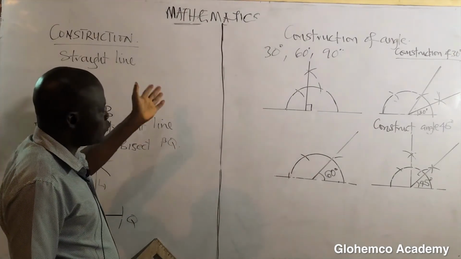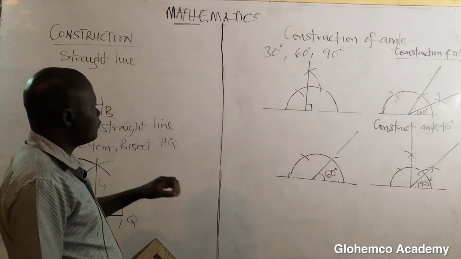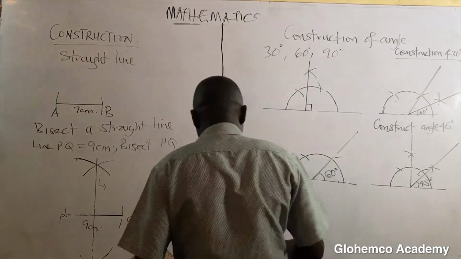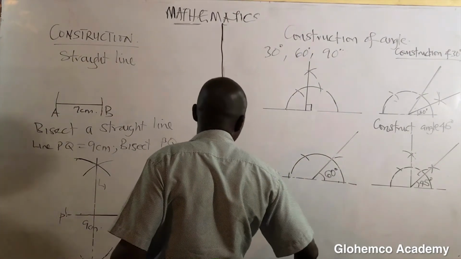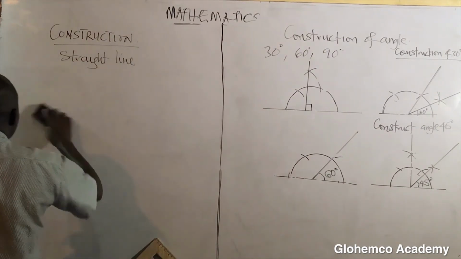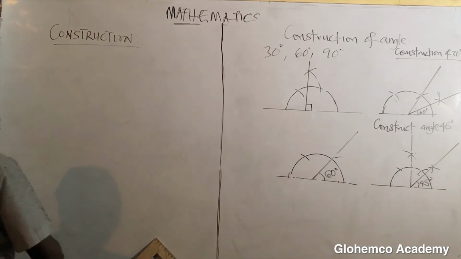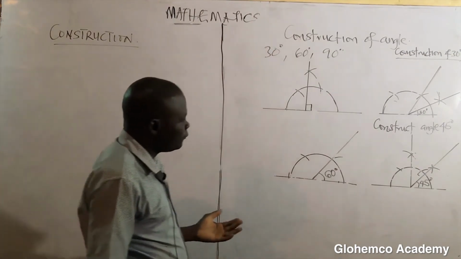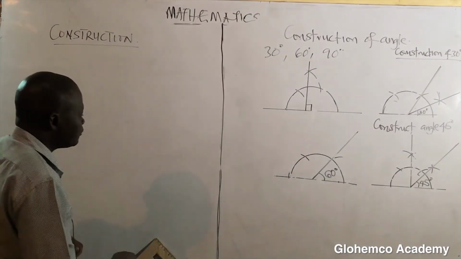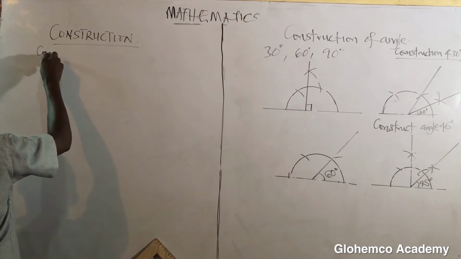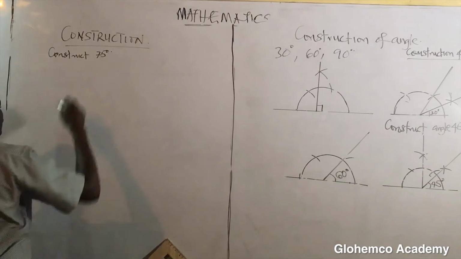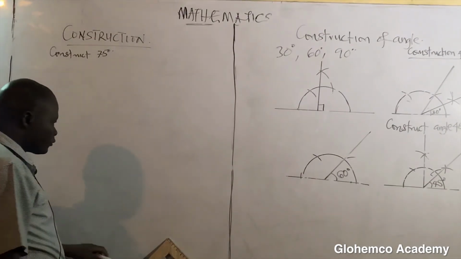Before we proceed, I want us to talk of 75, 135, and angle 120, because these are the likely things that can come up in the exam. So, how do we construct angle 75 if you are asked to construct 75? Because of all these that you have constructed, you have not mentioned 75, 120, and 135. Let's see those three things again. If you have to construct angle 75, how do we construct 75?